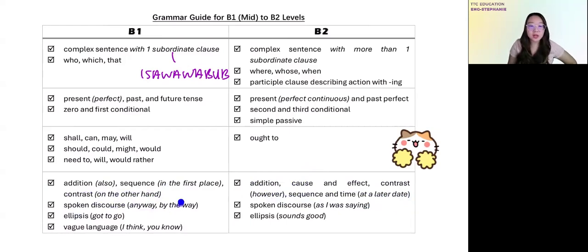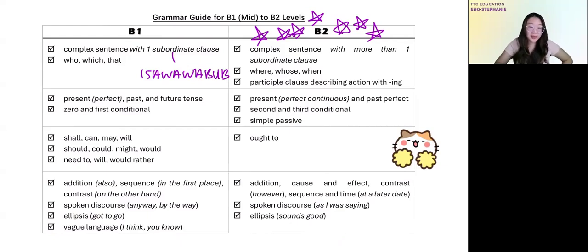Spoken discourse: anyway, by the way, as I was saying. So this one is for your speaking test. Explicit: got to go, sounds good. And vague language, I think you know, for B2 level we don't demonstrate that unless you're trying to do a short message. Okay, so try to aim for this B2 level. In normal class, all the sample essays and all the verb maps that we have provided to you are all to prep you for B2 level. Okay, so when you're doing revision, you need to be very sure what criteria you need to check off.